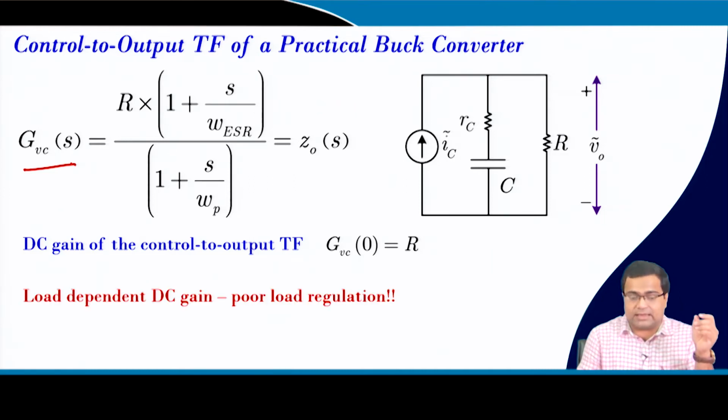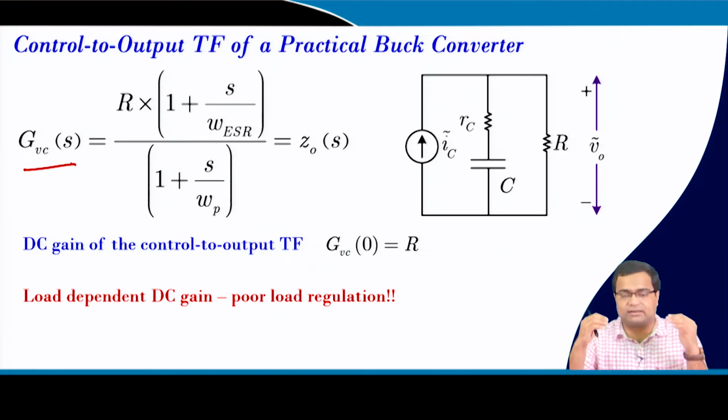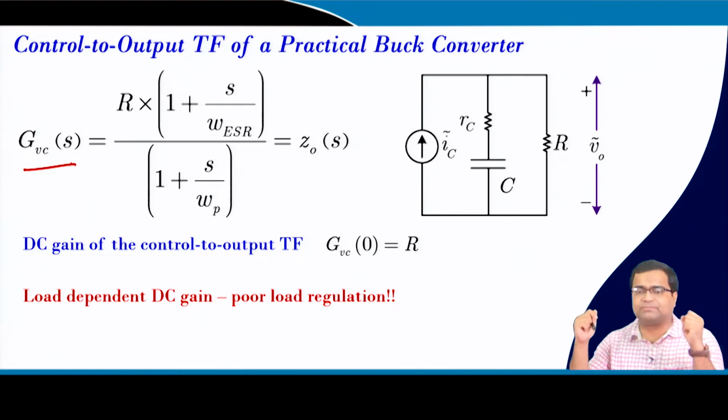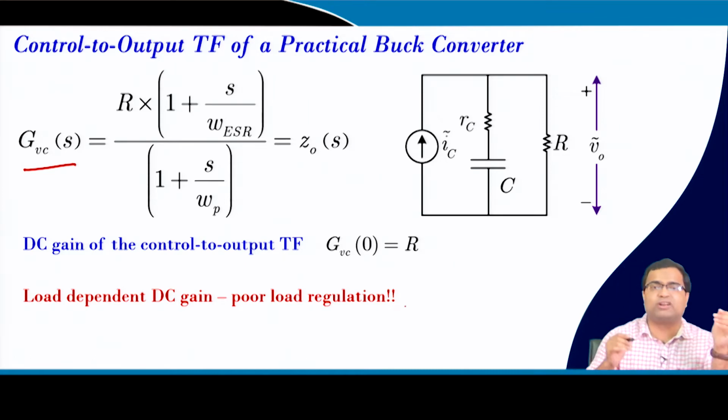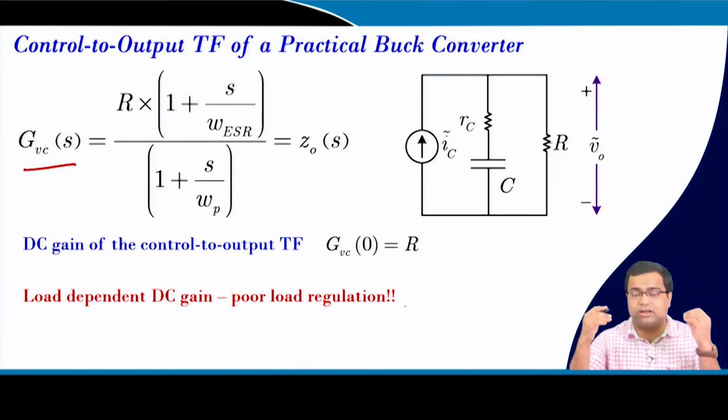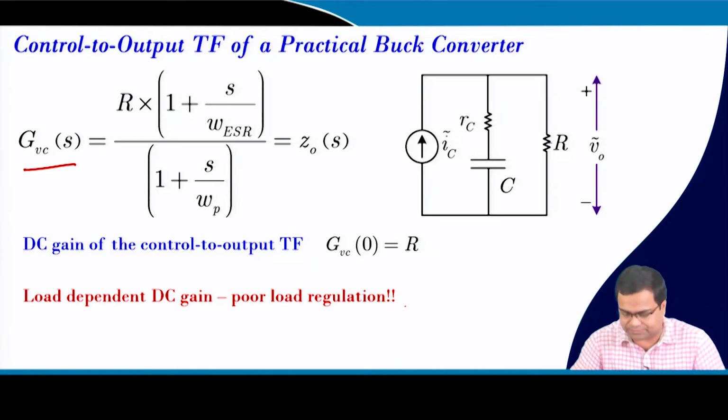That means here the DC gain is load dependent, and if we recall in voltage mode control, our control to output transfer function has an input voltage term, and the DC gain was input voltage dependent, and we can make the DC loop gain independent of input voltage by incorporating input voltage feed forward. Here our DC gain is load resistance dependent, and this will lead to poor load regulation. In voltage mode control your line regulation is poor, here load regulation will be poor, and this can be addressed by considering load current feed forward, and that also we are going to discuss.